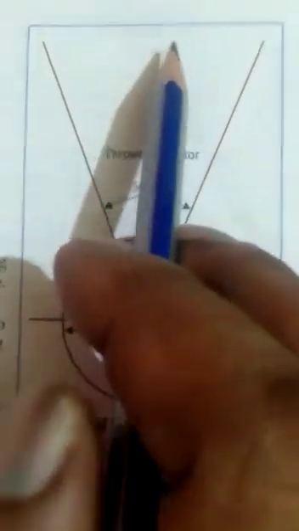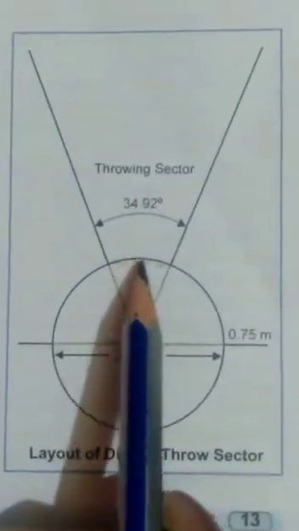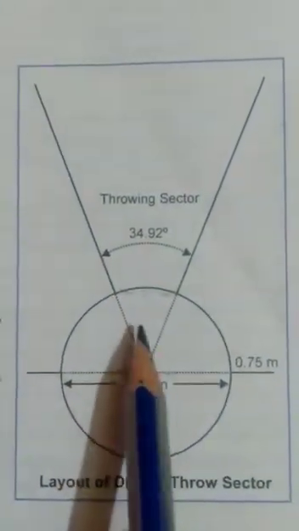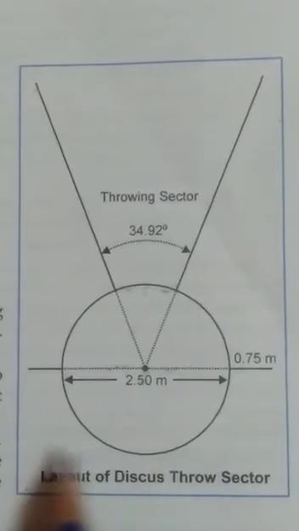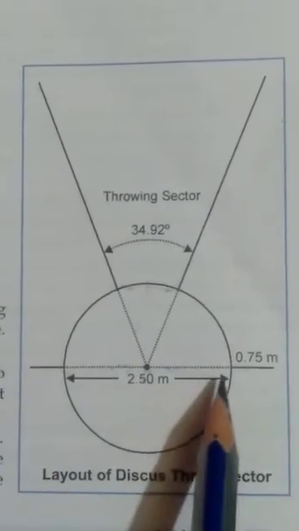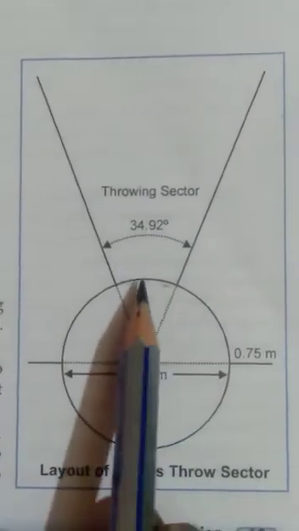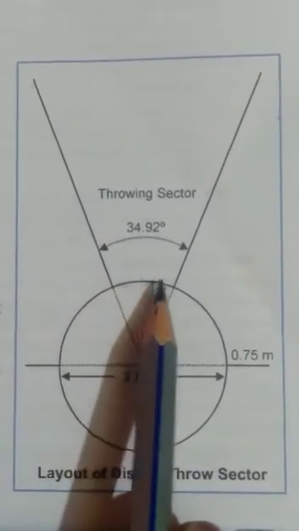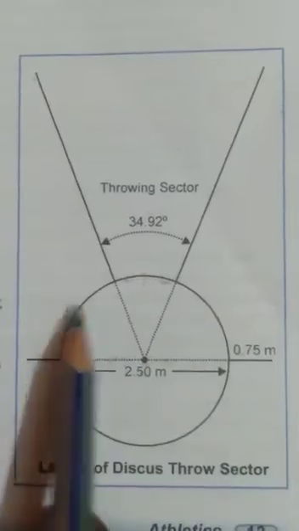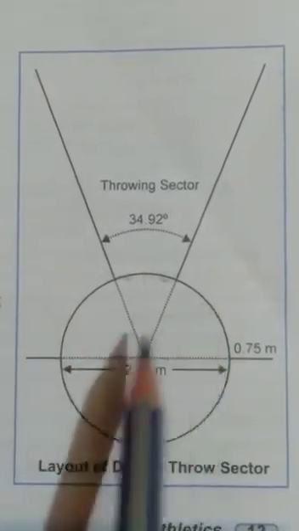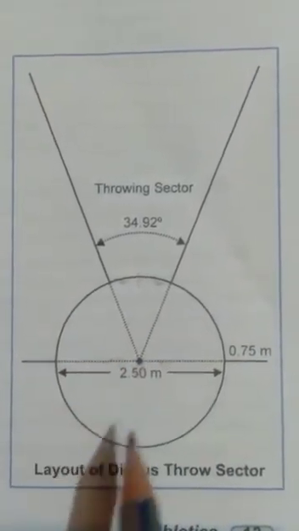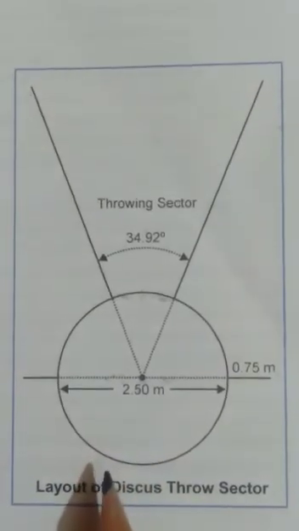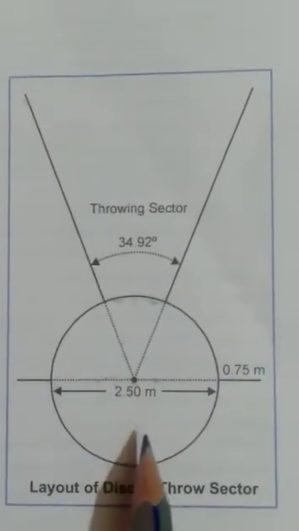Right? This is the final position of a thrower, and after throwing the discus he or she will come from this side. Otherwise, there will be a foul if the player touches the last line of the rim or crosses these lines or enters or exits from this side. Okay, so this is all about the discus throw.